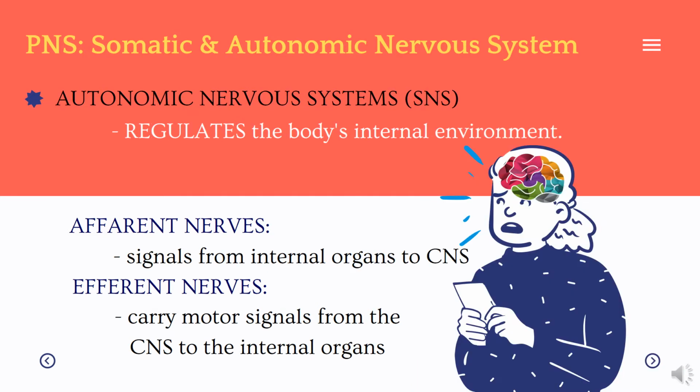The autonomic nervous system is a control system that acts largely unconsciously and regulates bodily functions such as heart rate, digestion, respiratory rate, pupillary response, urination, and sexual arousal. Afferent nerves signal from the internal organs to the CNS. Efferent nerves carry motor signals from the CNS to the internal organs.